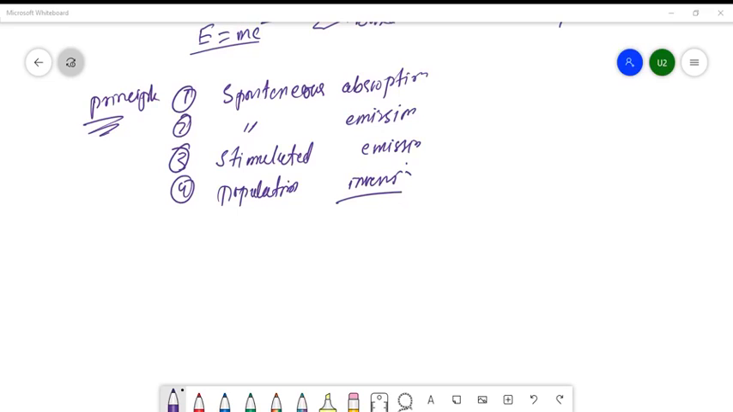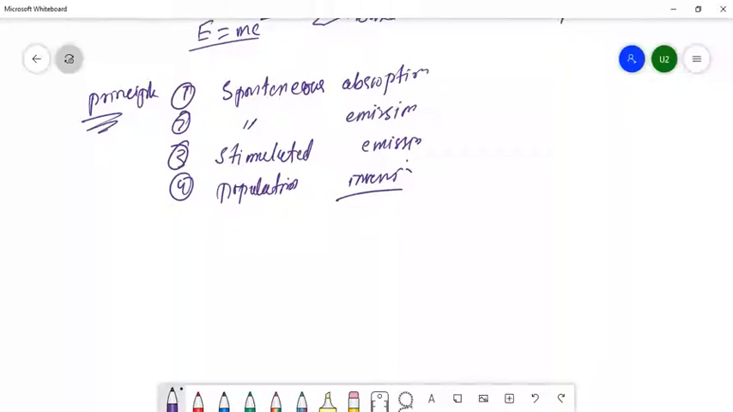Don't be just spectators, right? Be active participants.